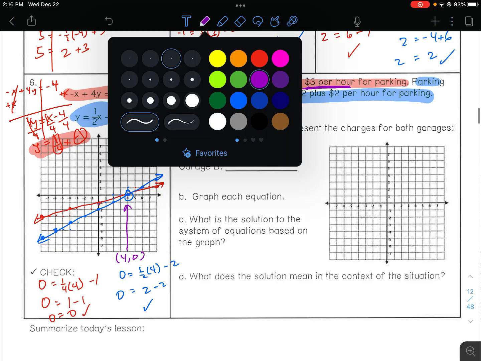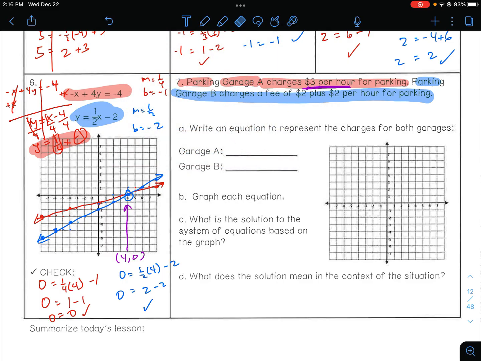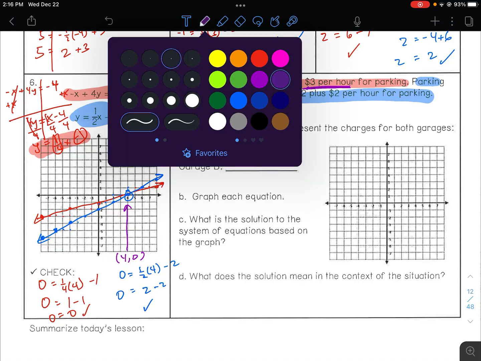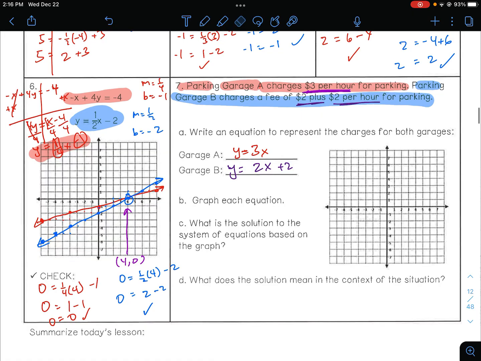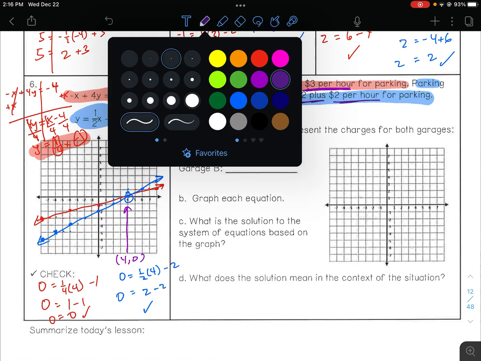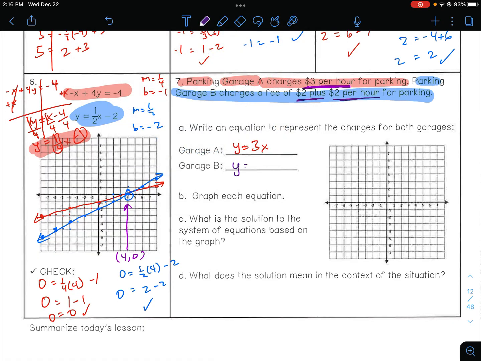Parking garage B, now let me do that in red. Y equals 3x. Parking garage B is $2 plus 2 per hour. So 2 per hour is 2 times your hours plus $2, so that's 2 more. So y equals 2x plus 2. Let me write that in blue.